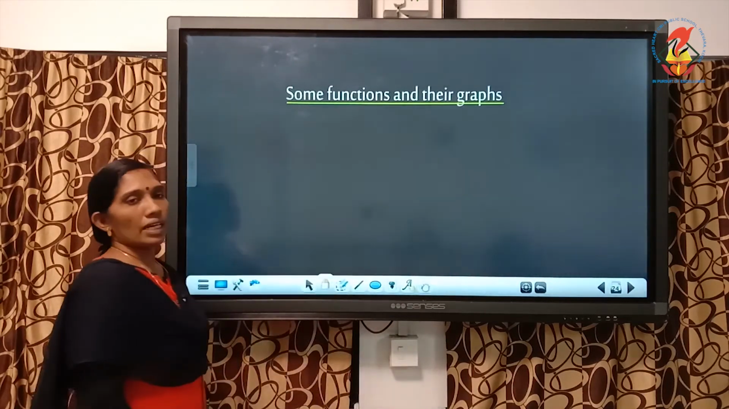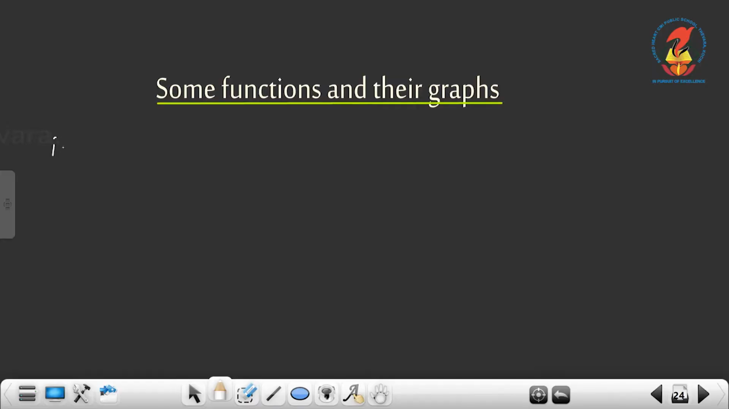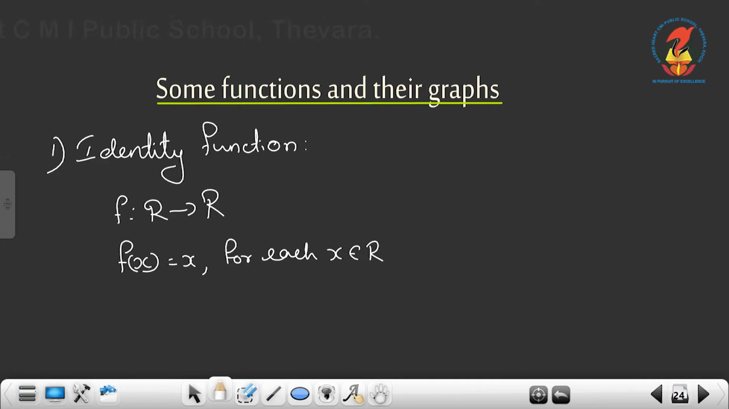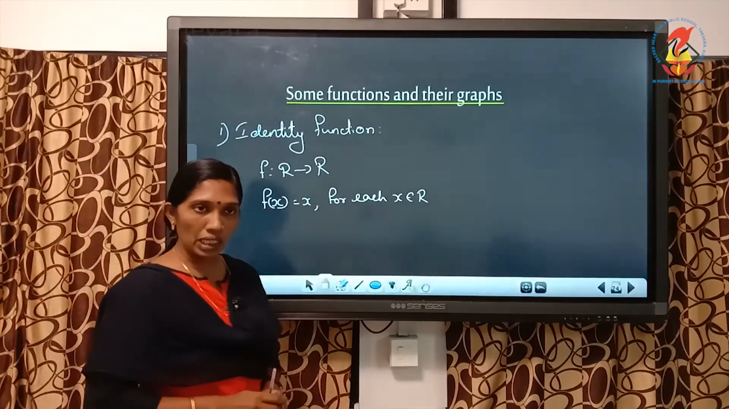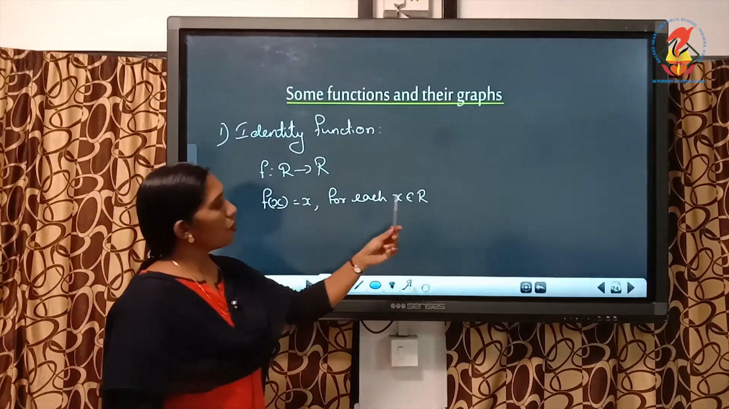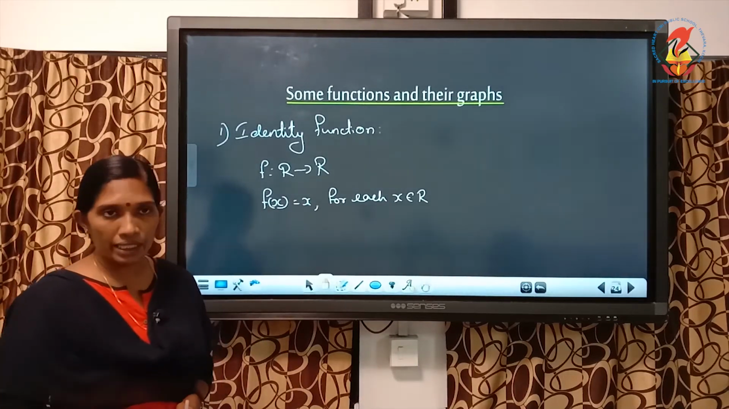Now some functions and their graphs. So the first function is the identity function. What do you mean by identity function? A function f from R to R is said to be an identity function if f of x is equal to x for each x belongs to R. That is the definition. That is a function f from R to R. R means set of real numbers. A function defined like this, f of x is equal to x for each x belongs to R, this type of function is known as an identity function.